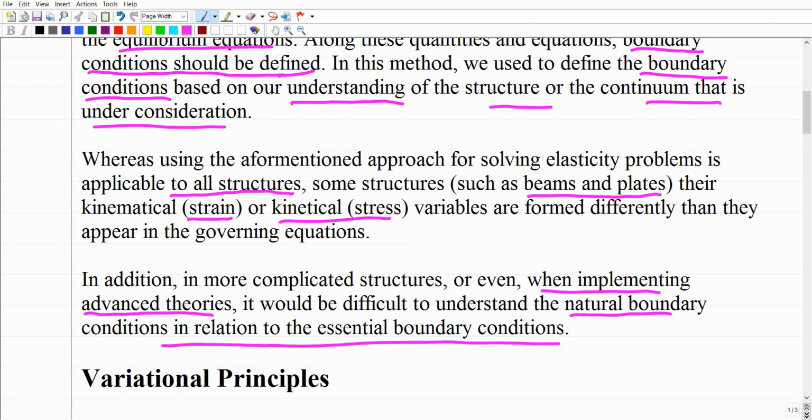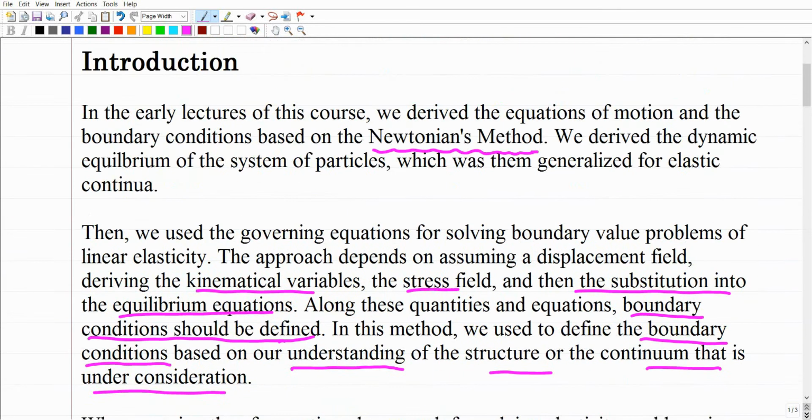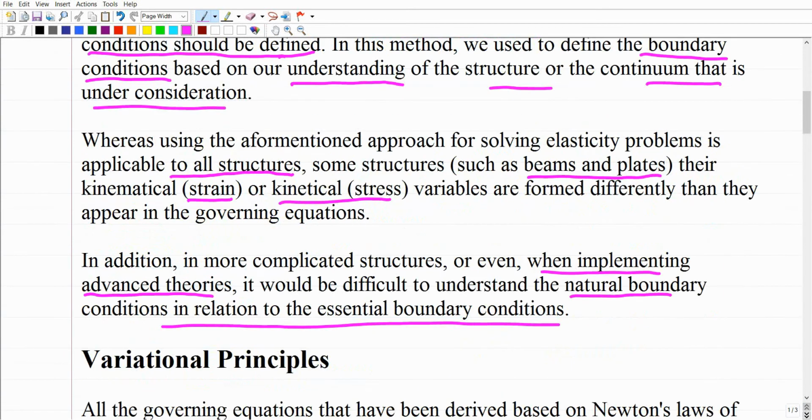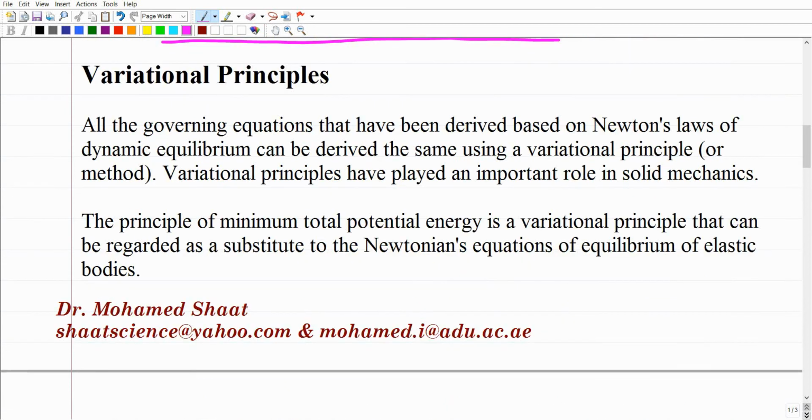So these are the challenges that we're going to face when we consider the classical or Newtonian method for solving boundary value problems of linear elasticity. The other approach, which is much more practical and very useful in solid mechanics in general, is the variational principles. You are going to use one of the variational principles or variational methods to derive the equations and all the parameters, in addition to the boundary conditions, for a linear elasticity boundary value problem. Okay, so what does the variational principle mean, and how does it work?